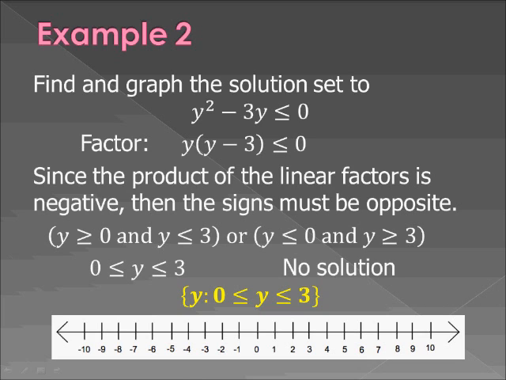Now to plot this, you would put filled circles at the zeros, 0 and 3, because it's a less than or equal to sign, and connect the points in between. So again, make sure you check the product, make sure the signs match what the inequality is asking for.